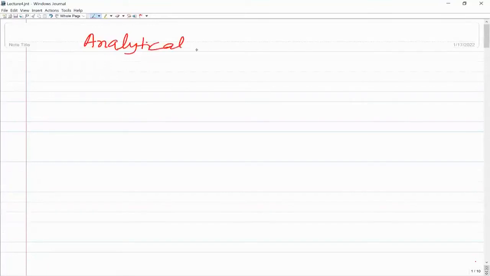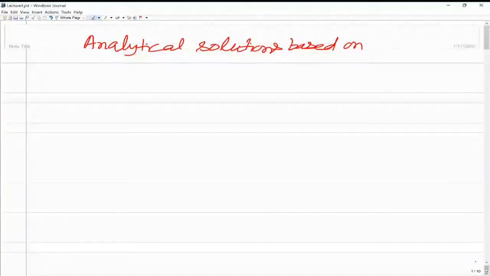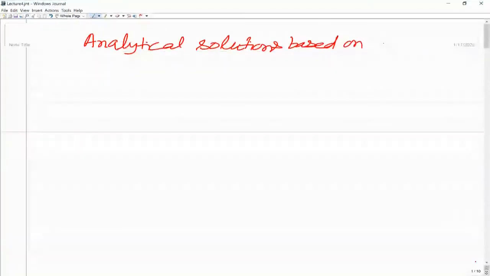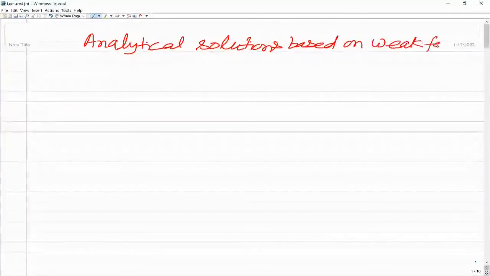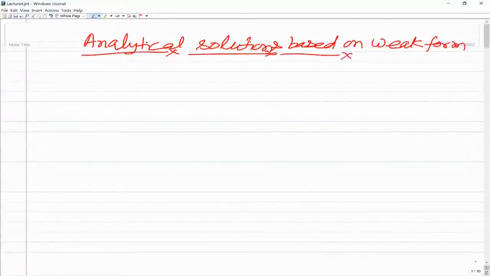So last class we were doing analytical solutions. These are approximate analytical solutions based on weak form. That is what we were doing in the last class. We discussed how to get the weak form and then how we used that to solve problems.